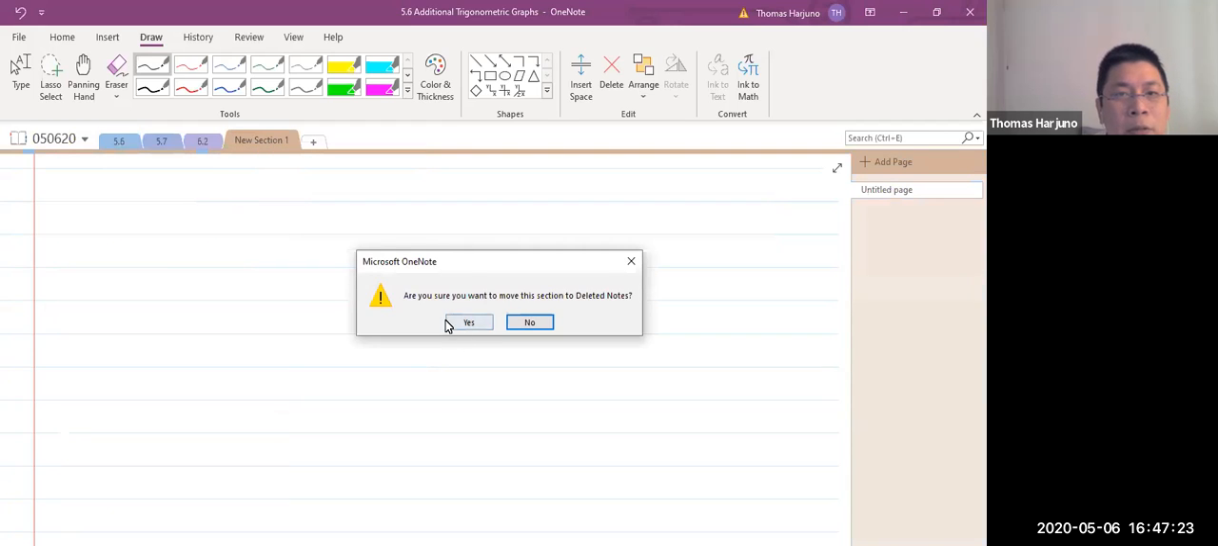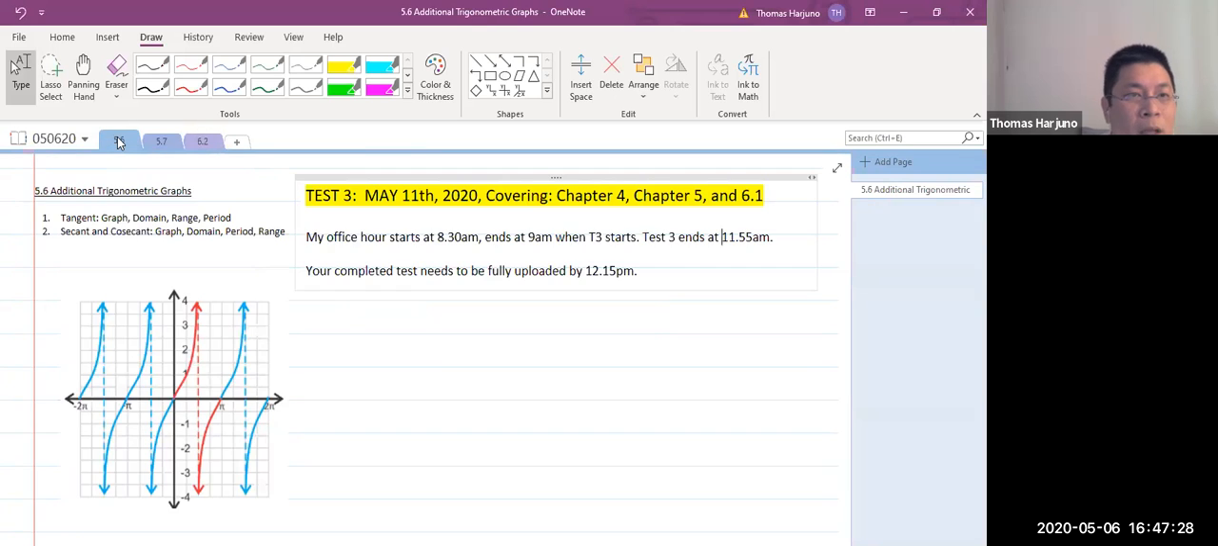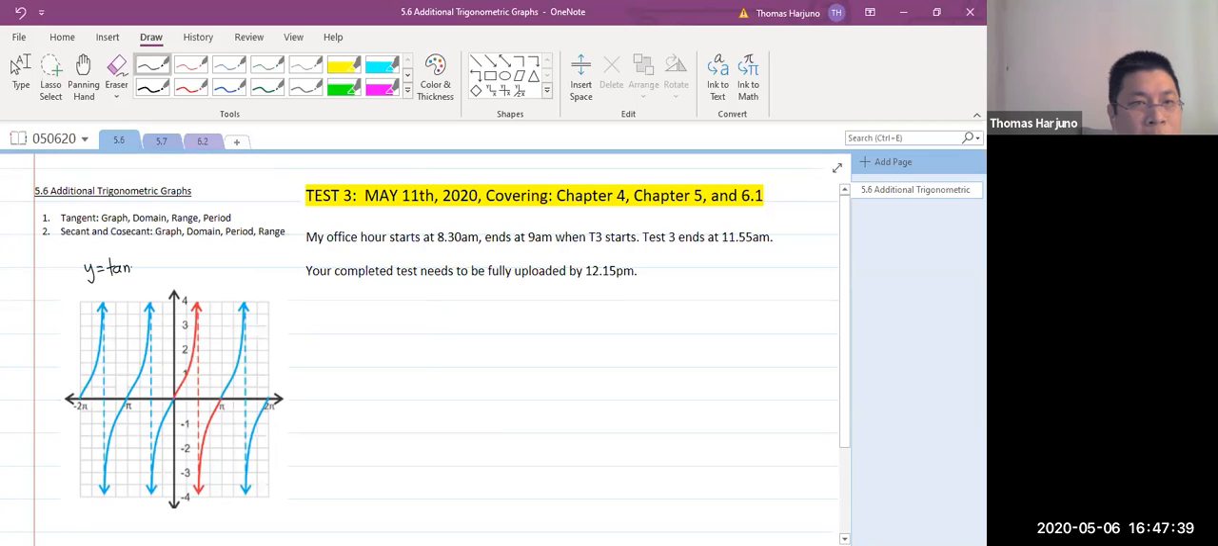tangent and cotangent, secant, cosecant. Now, I give you the graph of tangent here. It looks like this. That's the general shape. Y equals tangent x. Okay, that's the general shape.